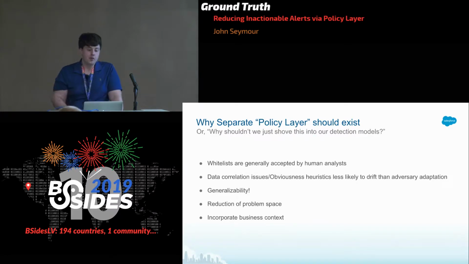So I bet that most of you in the room are thinking, okay, we'll just include those as features in our models. And that's definitely a reasonable position to take. But here are some reasons why you might actually want a separate policy layer, at least at first. Let's start easy. Whitelists are already accepted by human analysts, and stating this alert has whitelistable characteristics, but we think it's suspicious even given those, is actually still generally well received and useful information to the analyst.